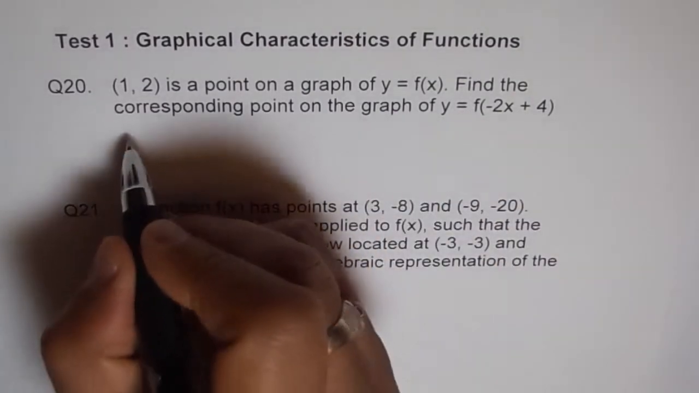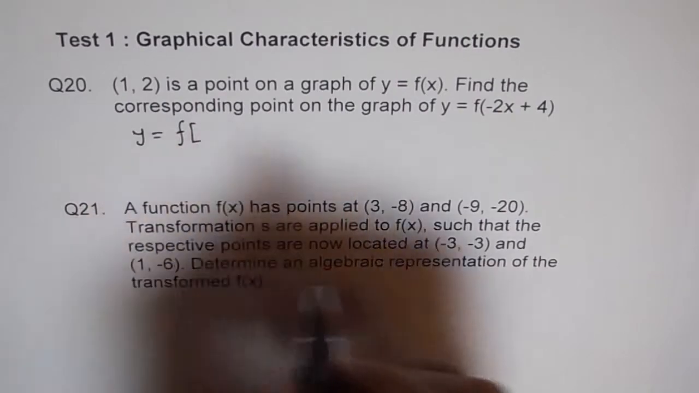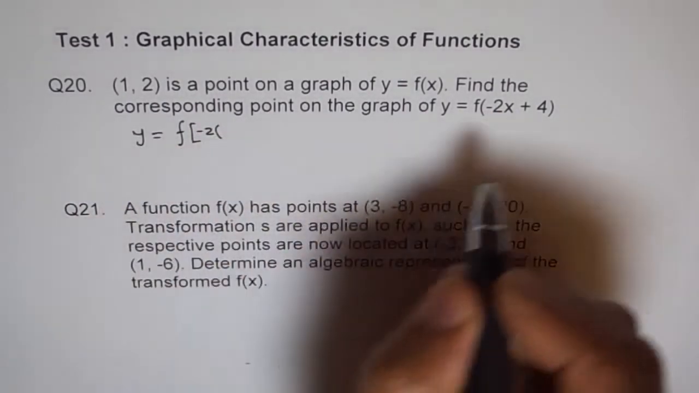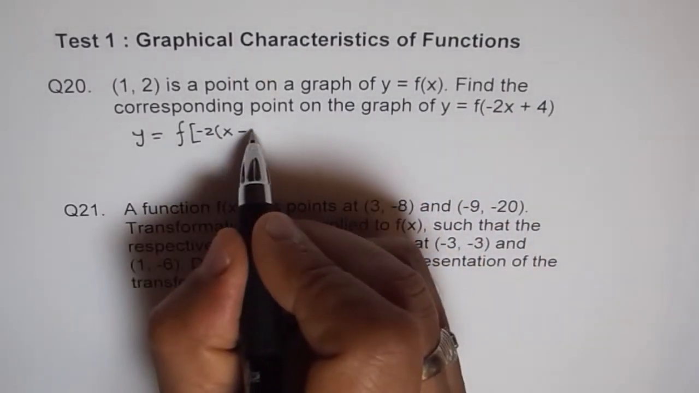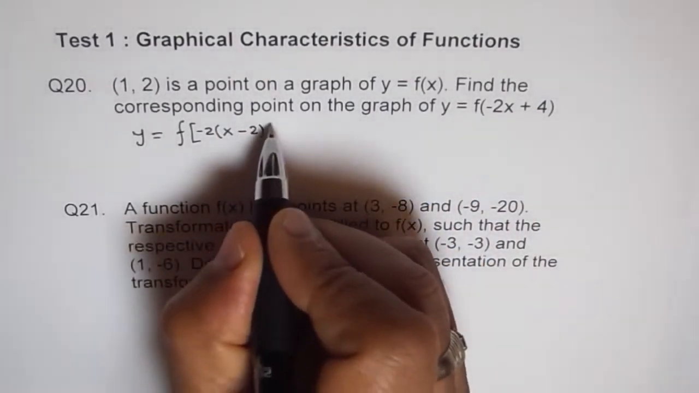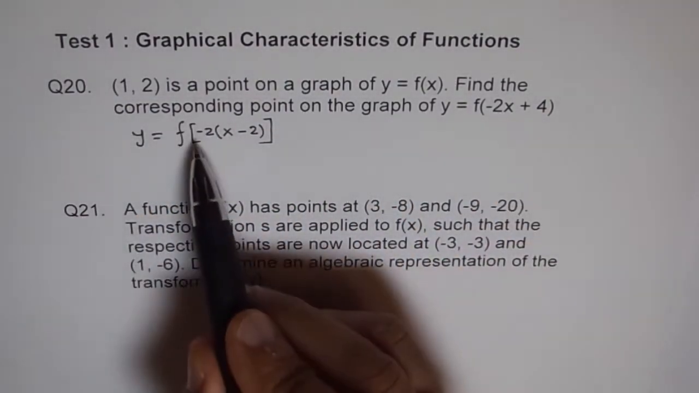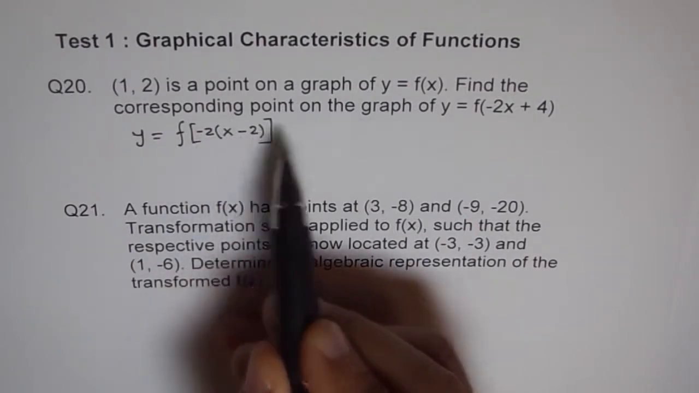So we can write this as y equals f of, now let me factor out minus 2. When I factor out minus 2, I get x minus 4 divided by 2, which is 2. That's what we get. You can check. If you multiply back, you get minus 2x and minus minus is plus 4, correct?